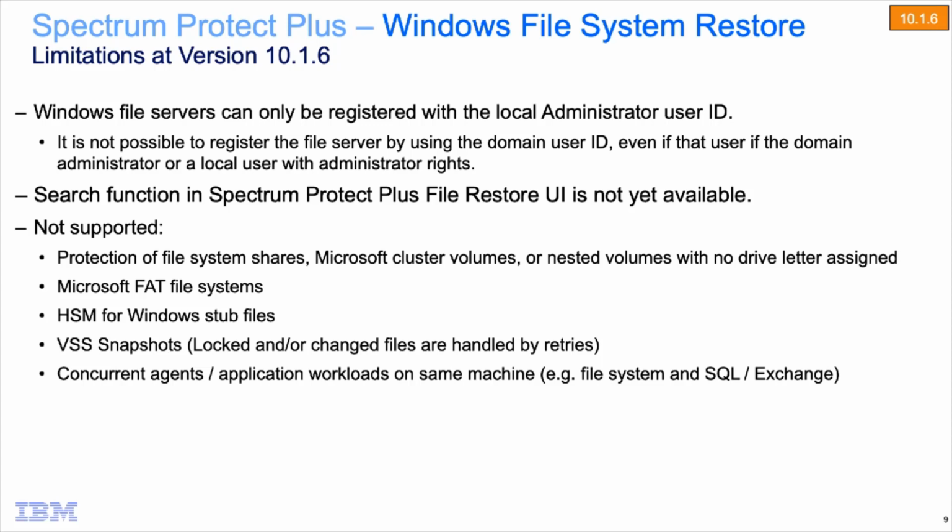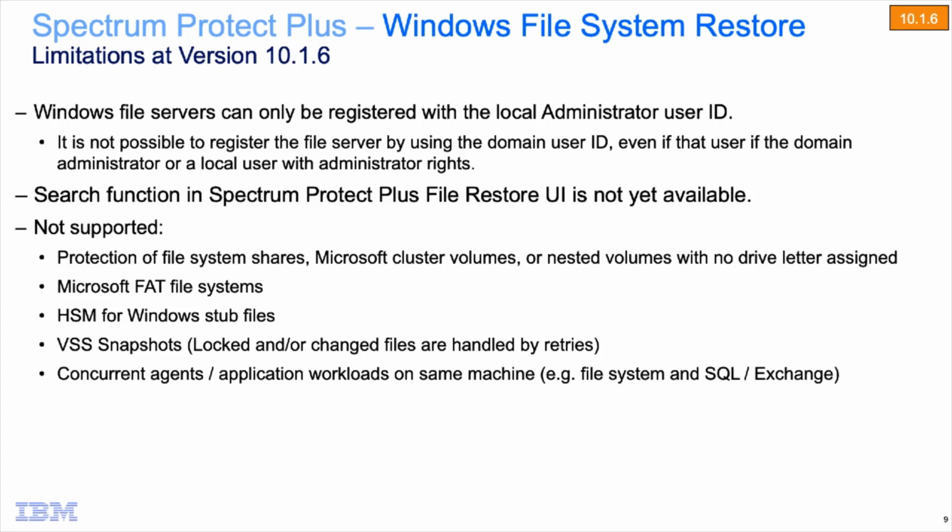And there are a few use cases or types of systems that are not supported. First of all, system shares, CSVs or clustered shared volumes, or Microsoft custom volumes, or nested volumes with no drive letter assigned. FAT file systems, as I mentioned earlier, we support NTFS and ReFS. If you're using Spectrum Protect Hierarchical Storage Manager for Windows and you have stub files, we do not support backing them up.